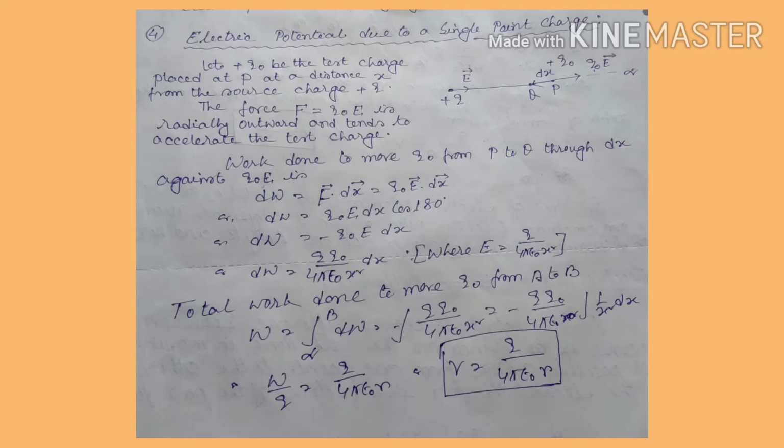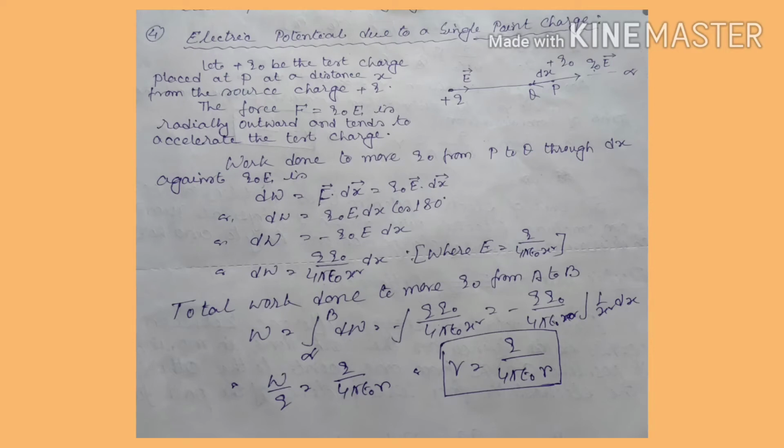180 degree is the angle between E and dx. So dW is equal to minus q0 E dx, or dW is equal to q0 by 4 pi epsilon naught x square dx, where E is equal to q by 4 pi epsilon naught x square. Total work done to move q0 from A to B, that is W, is equal to the integral from infinity to B of dW, which is equal to minus the integration of q0 by 4 pi epsilon naught x square dx.